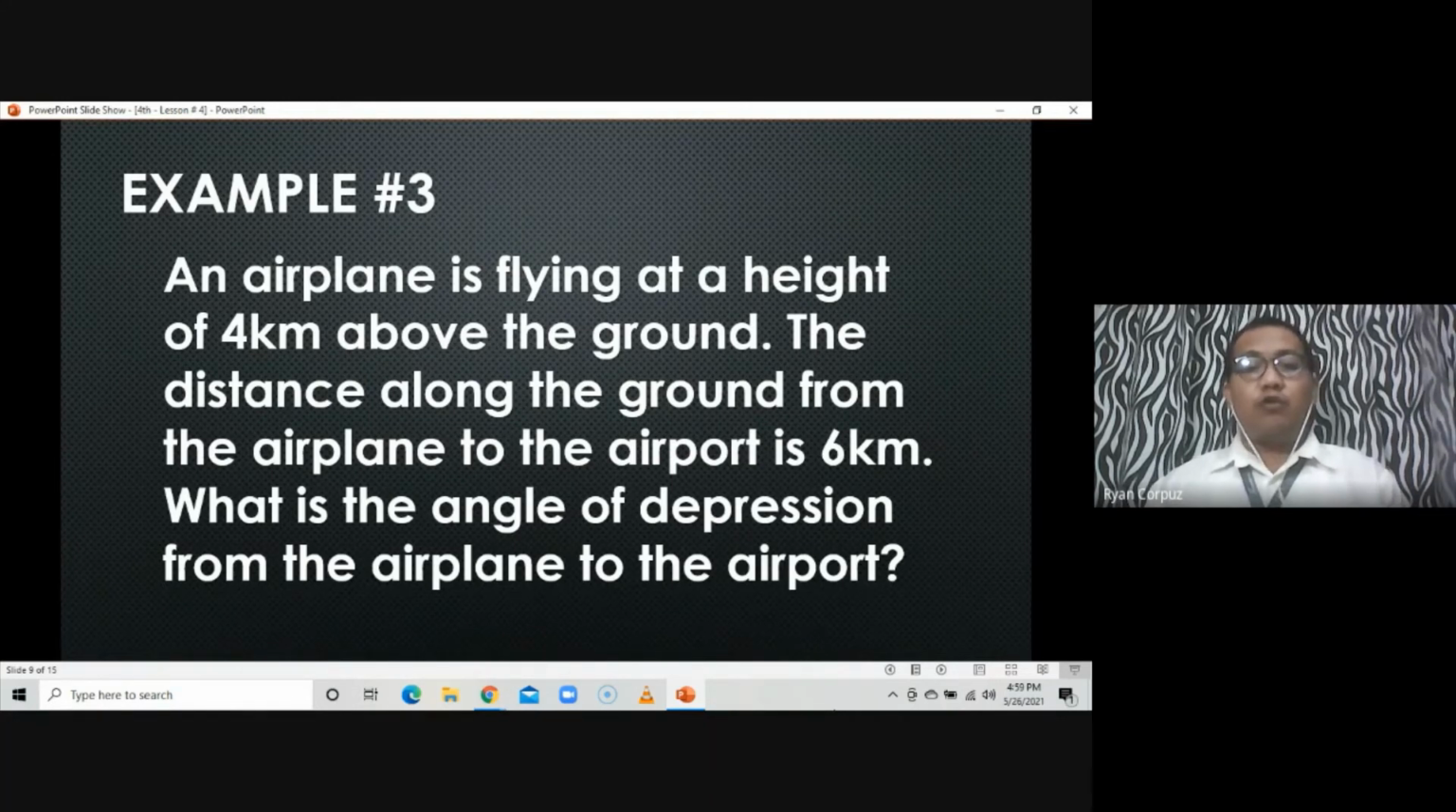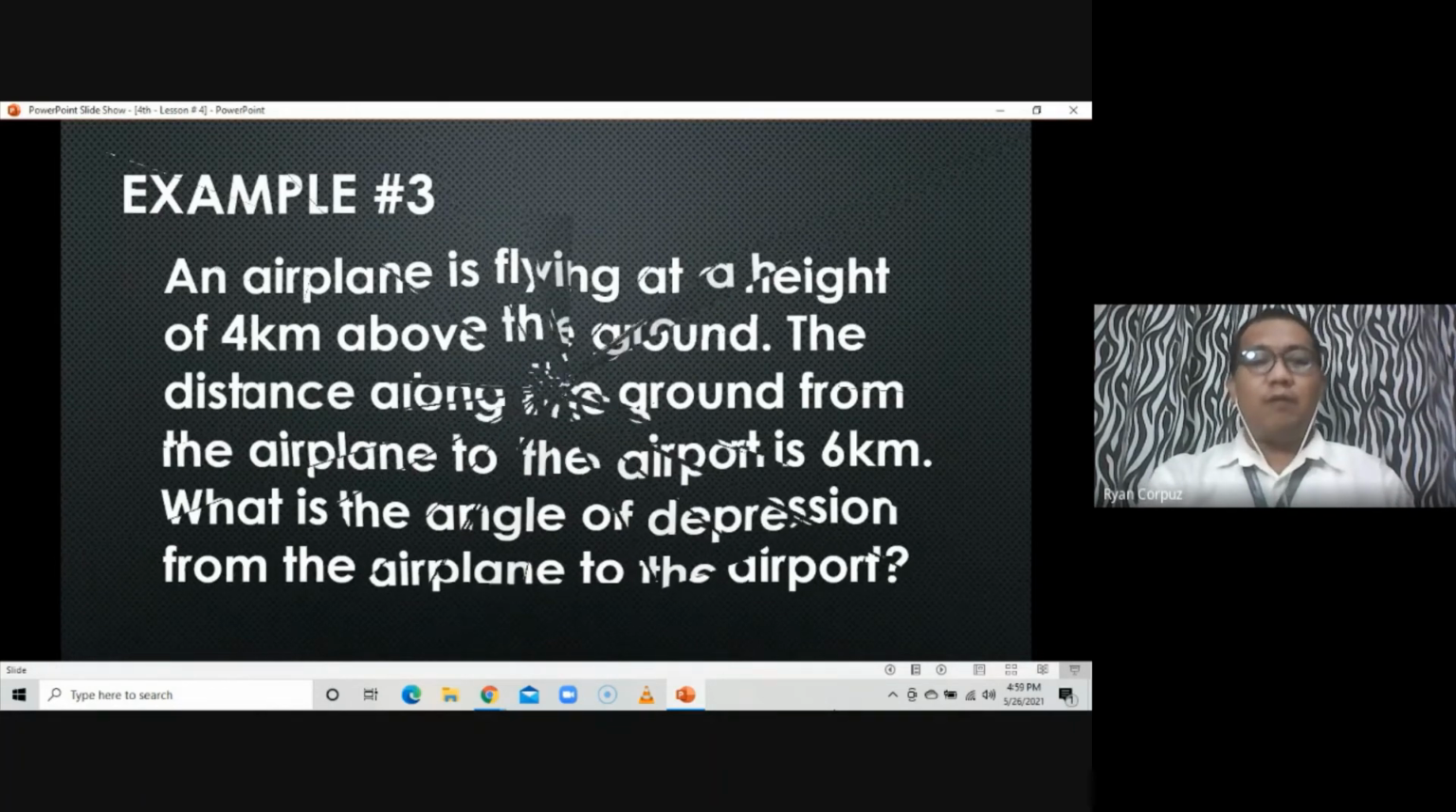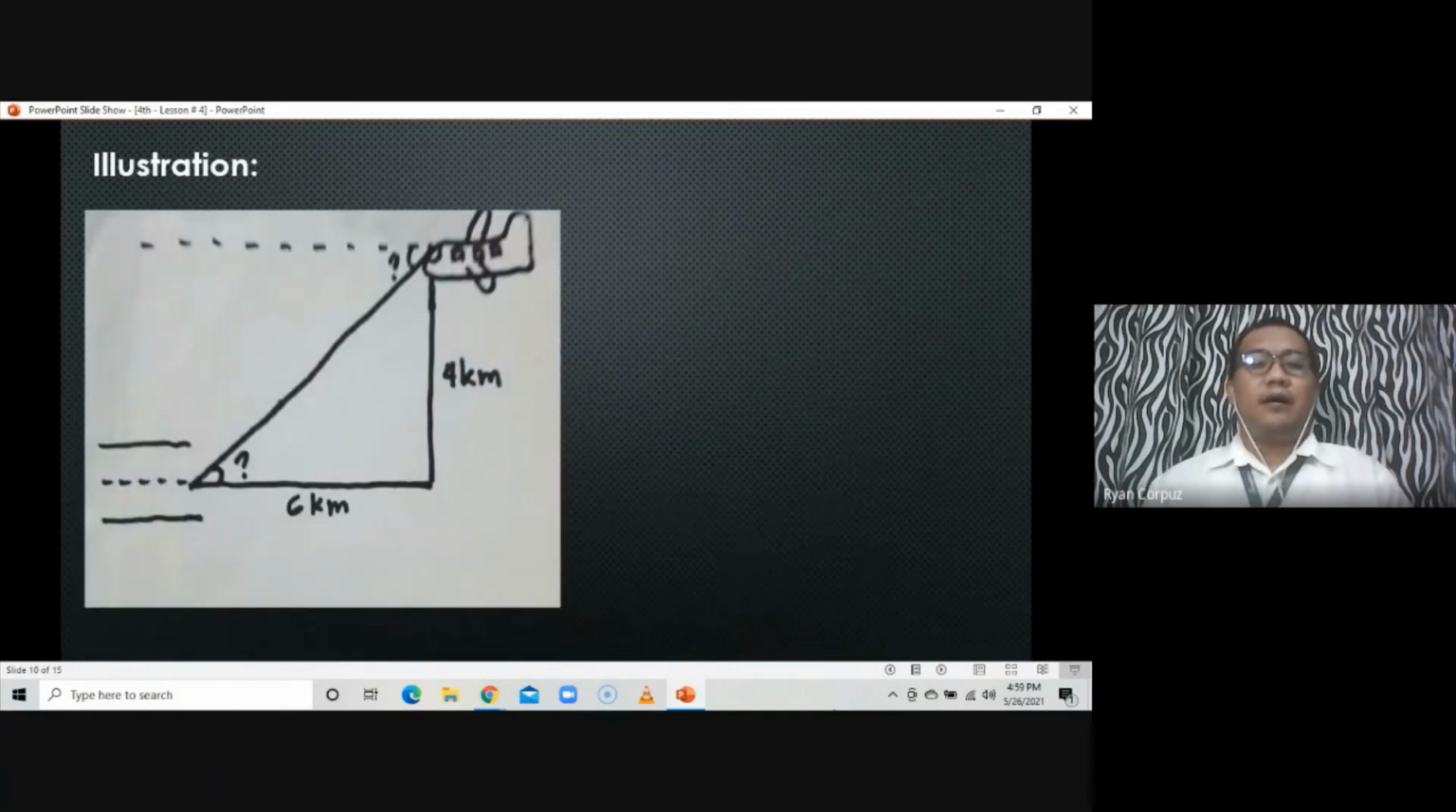So if we are going to draw what is happening in this given problem in number 3, we will come up with this illustration. Okay, so this is the airplane. That airplane to the ground, ang height niya ay 4 kilometers. Then from the ground hanggang dun sa airport, ang distance naman ay 6 kilometers. So what we are asking is the angle of depression.